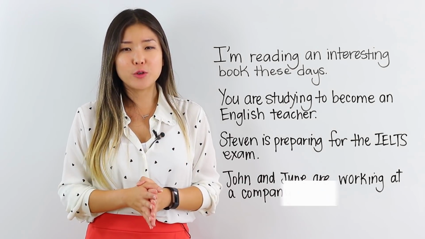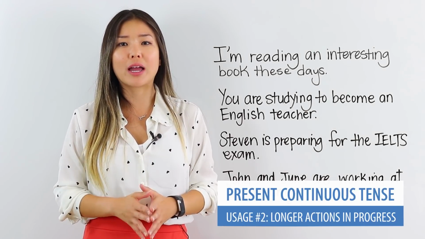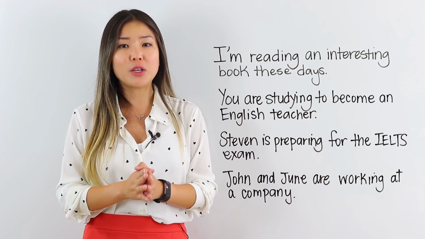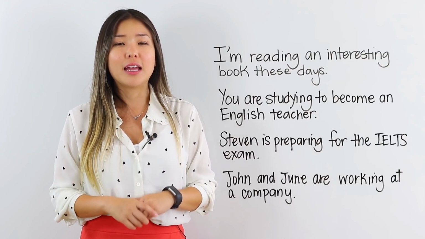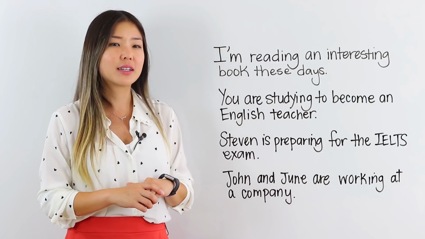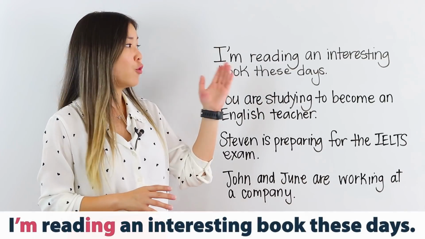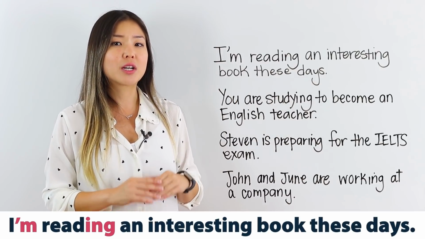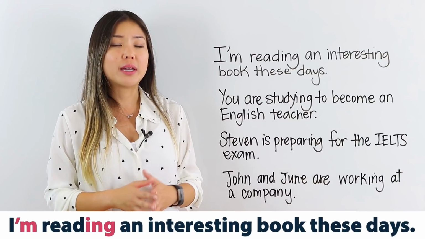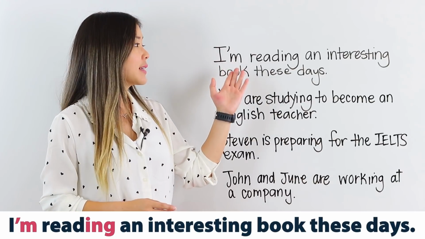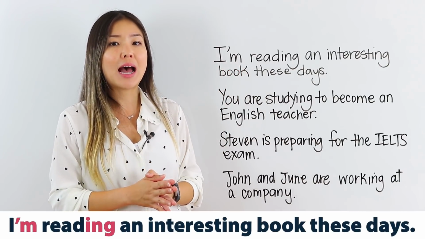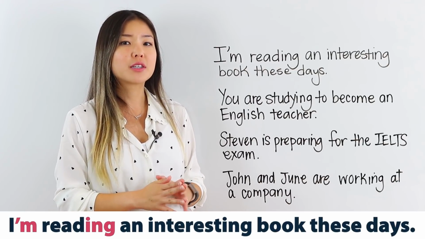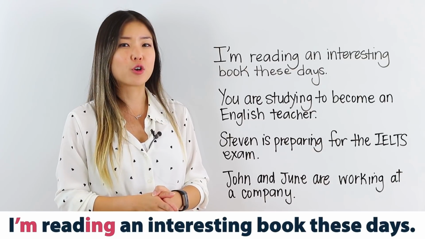The present continuous tense is also used to describe a longer action in progress, even though you might not be doing the action right now. Let's take a look at some examples. The first sentence says, I'm reading an interesting book these days. In this case, the subject is I, so the be verb is am. In this example, we use the contraction I'm by putting I and am together. Again, you'll notice there's an ing after the verb.